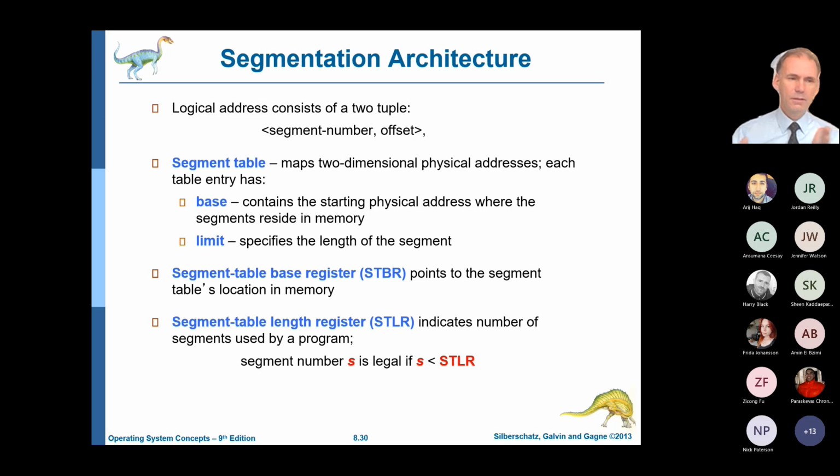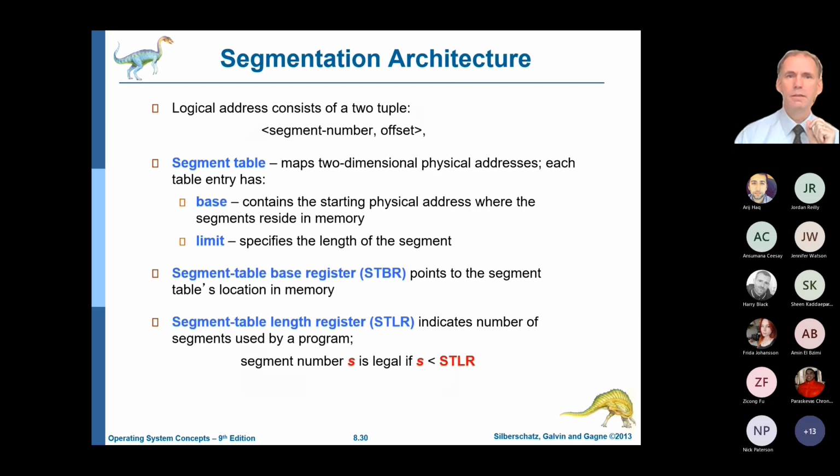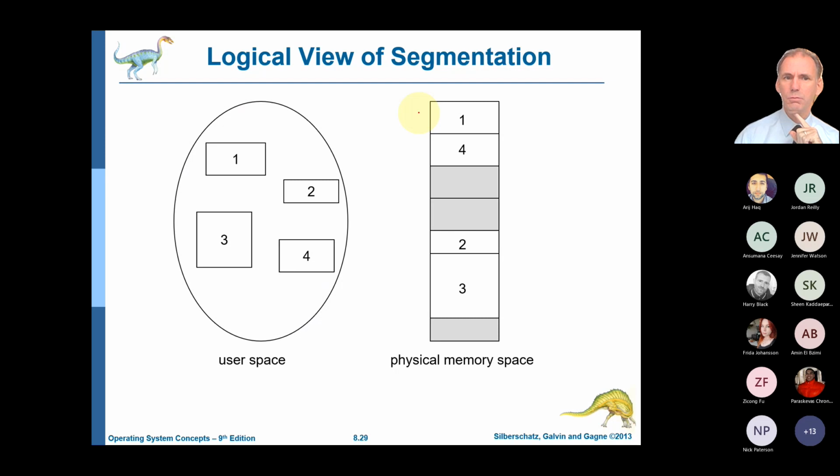So we start thinking about a program not as being one-dimensional, starting at 0 and going to the end, but as two-dimensional: different bits, and where you are within that bit. And the fancy name for that is a tuple, where you have a segment number and an offset. So the segment is which one of these bits that you're running, and the offset is within that bit itself.